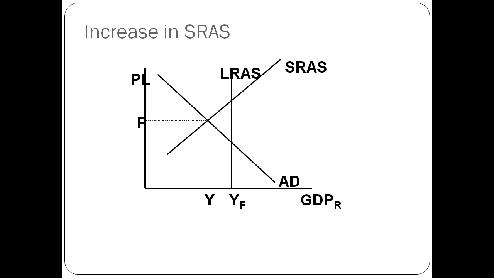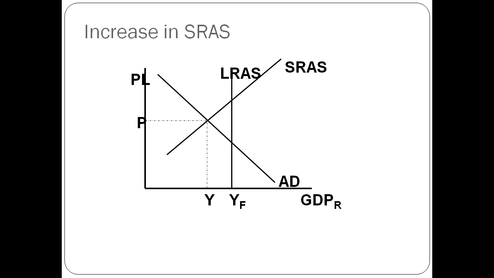So in this case, what the government might choose to do, what a policymaker might choose to do, is to implement some sort of supply side policy to increase short aggregate supply so you can get back to full employment output. Remember, the idea in these macroeconomic policies is to get back to full employment output.